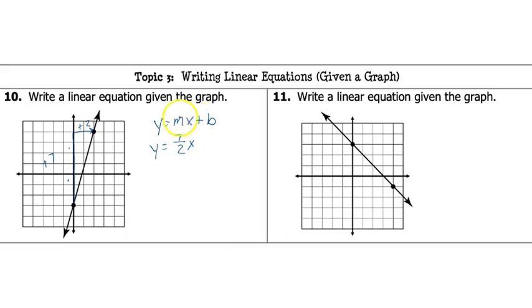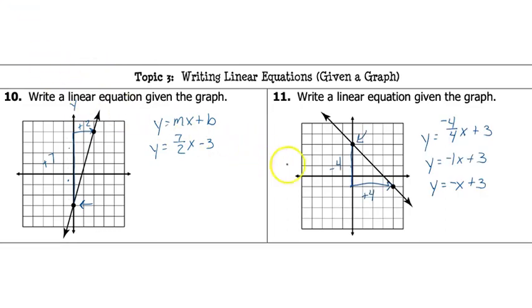Where did it cross the y-intercept? My y-intercept is right here. I'm going to look. Well, it crosses right there, and that is at 1, 2, 3. That's negative 3. So minus 3. Pause the video. Try number 11.